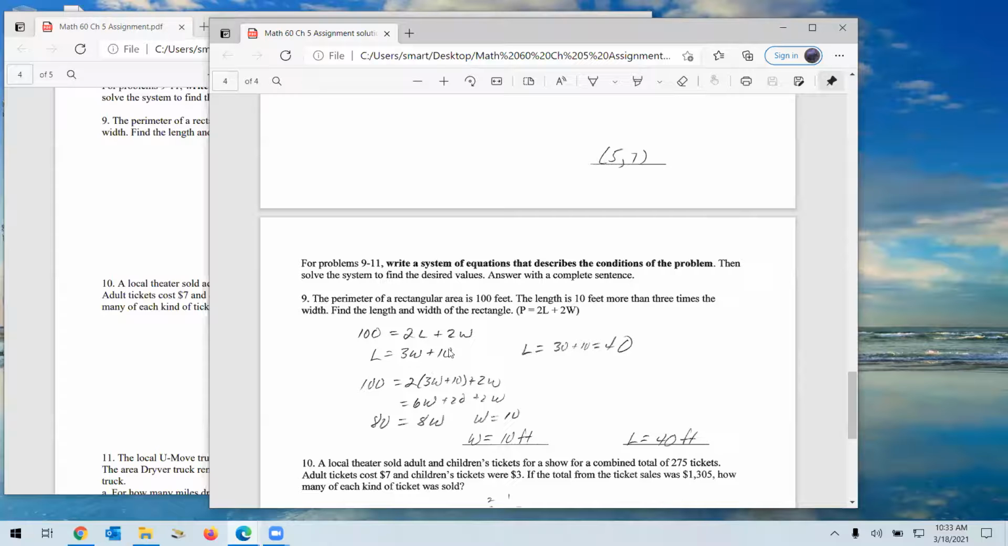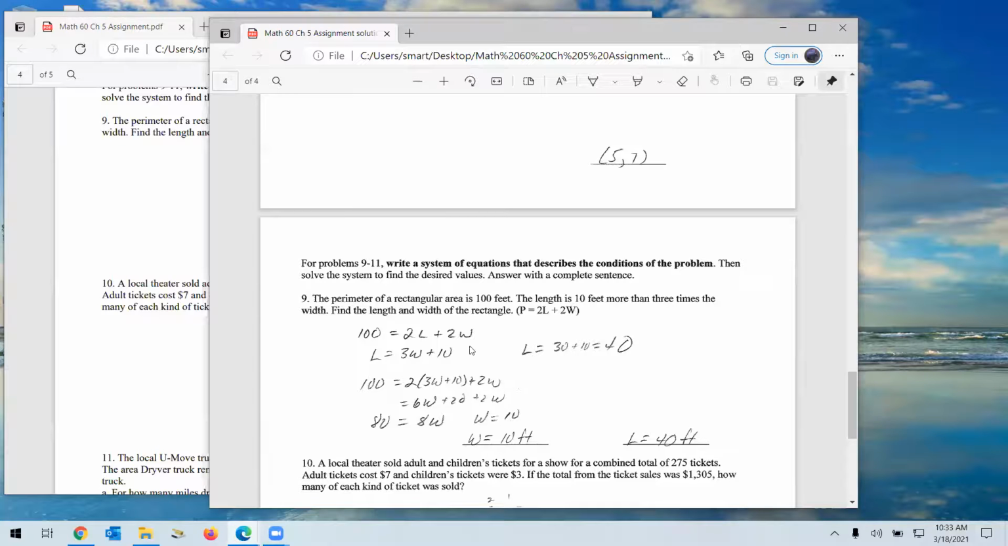Put all of this in instead of the L, so there it is. Just be careful when there's lots of pieces like this that you don't forget the rest of that other equation, right? There's the 100, there's the substitution, and there's those other 2 W's at the end. Distribute, just to the parentheses, right? 6W plus 20, plus 2 more W's. Add the W's was 8W, subtracted the 20 from both sides, left 80. So 80 was 8W, divide by 8, and the width is 10.